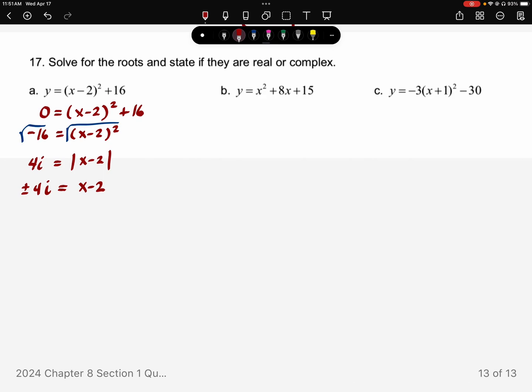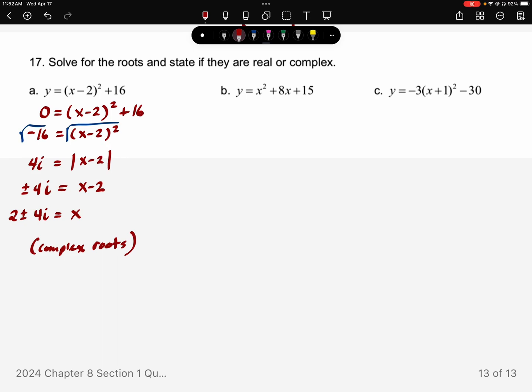And then the last thing here, we're going to add 2 across to the other side. So we're going to have 2 plus or minus 4i is equal to x. So our roots here are obviously going to be complex. That means that this parabola does not actually cross the x-axis, because we'd have a root at 2 plus 4i and 2 minus 4i.